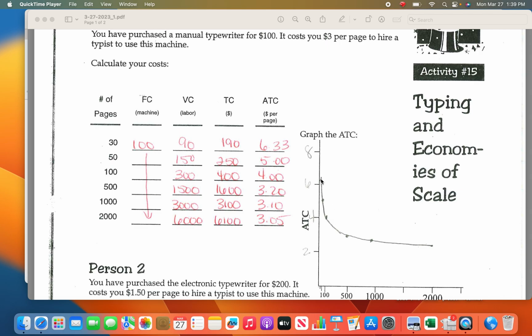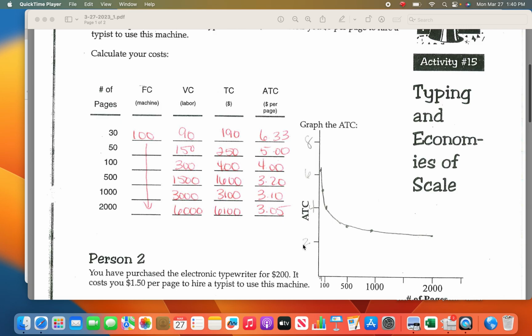So this here is a graph of our average total cost, and so we're going to label $2, $4, $6, and $8. These are costs, so these are dollar amounts. And so down here is 30, 50, 100, 500, 1,000, and 2,000. So right here at 30, if we only type 30 pages, our average total cost is going to be $6.33. When we type 50 pages, that average total cost per page, and that's what we're looking at, it costs us $5 per page to use this machine.